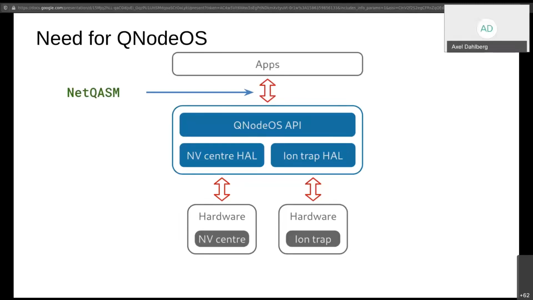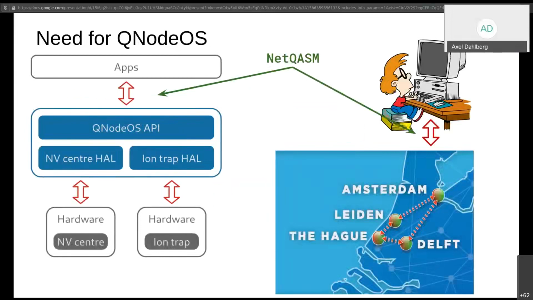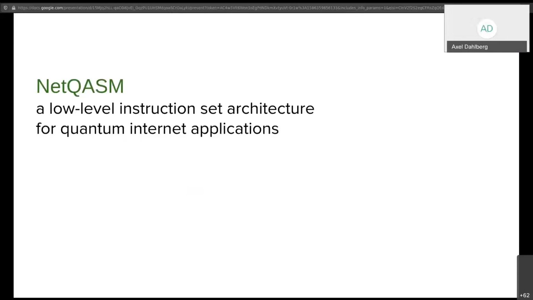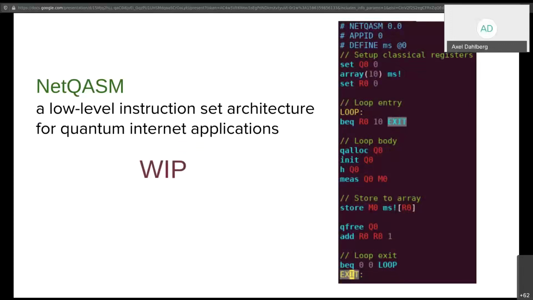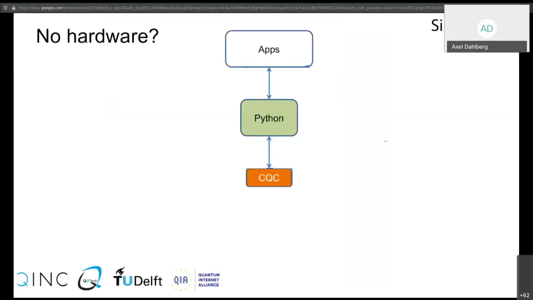The idea is that netQASM is the way you would interface if you write your own application to the actual network that we're building and also later expanding in the future. netQASM is something that we're working on at the moment. I won't have time to go into the details, but it's essentially a low-level instruction set architecture for quantum internet applications. Hopefully in the near-term future we can say more about this and announce exactly what it is. This is something we're working on at the moment. And so this is the end of the introduction.